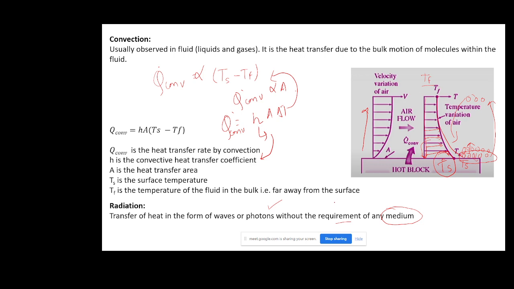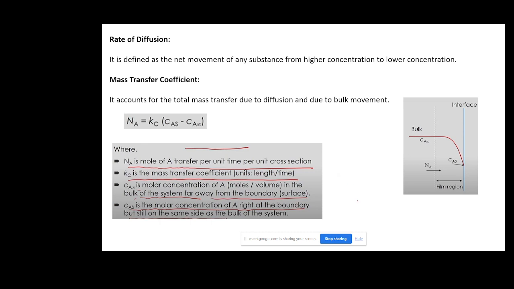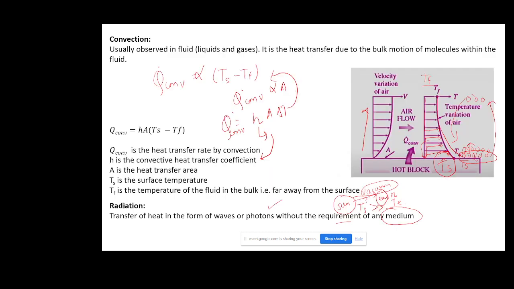The best example of this is the transfer of energy from sun to earth, because the temperature of the sun is much higher than the temperature of earth, and also the distance is very large with vacuum here. Since it does not have any medium, the energy will be transferred in the form of radiation from higher energy, which is Ts, to lower energy, Te.